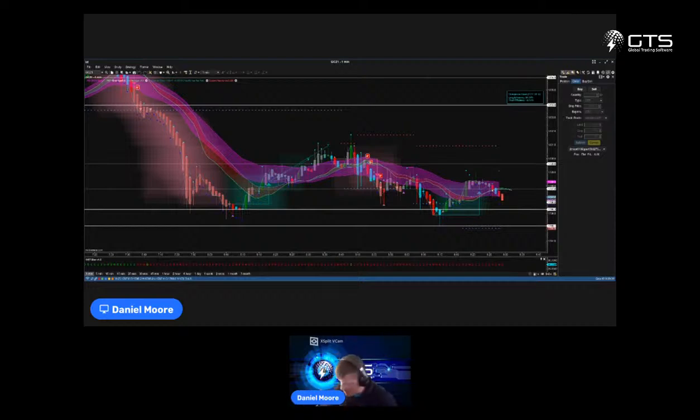We're still hanging out around the lower part of the range right here, bouncing off of 94. If this breaks, we could see a really decent fall.